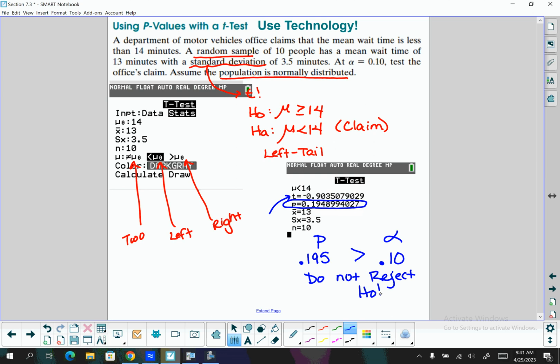Everybody able to get that number okay in their calculator? All right, the next 2 on your paper then are for you to try with technology. So calculate the p-value with technology, and then from there, decide if you're going to reject or not reject the null and summarize.